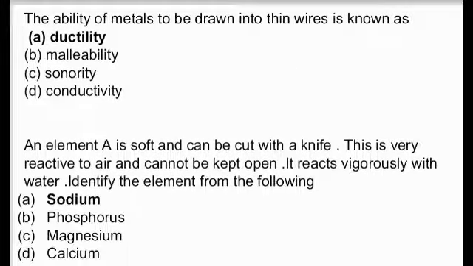The next question. The ability of metals to be drawn into thin wires is known as, options are ductility, malleability, sonority and conductivity. The correct option is ductility.